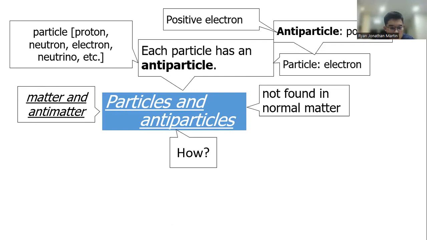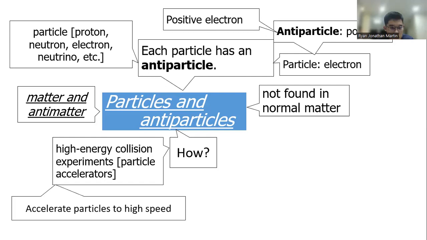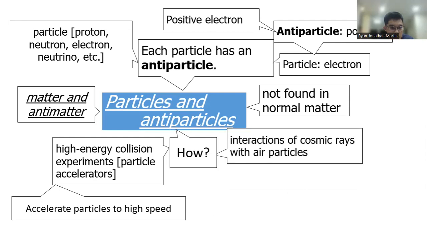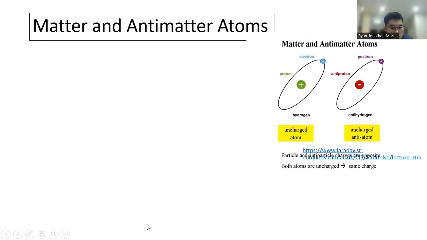Where do we start? Where do we find them? High energy collision experiment, I mean, in a particle accelerator. We accelerate particles to high speed and let them collide. Or interaction of cosmic rays with air particles. Cosmic rays are high speed charged particles from space. Or we can also find antiparticles in radioactive decay.